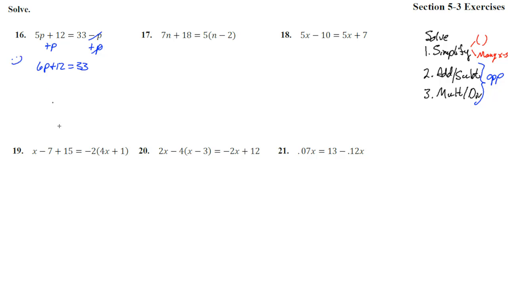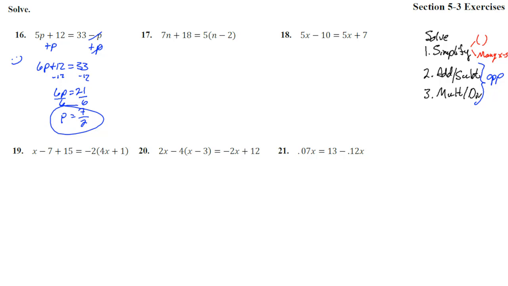Notice, we're down to exactly those two steps. Subtract 12 from both sides. We get 6p equals 21. And now divide by 6 because it's multiplying, and we get p equals, divide by 3 and 3, 7/2 as an answer. And you can rewrite that as 3.5.